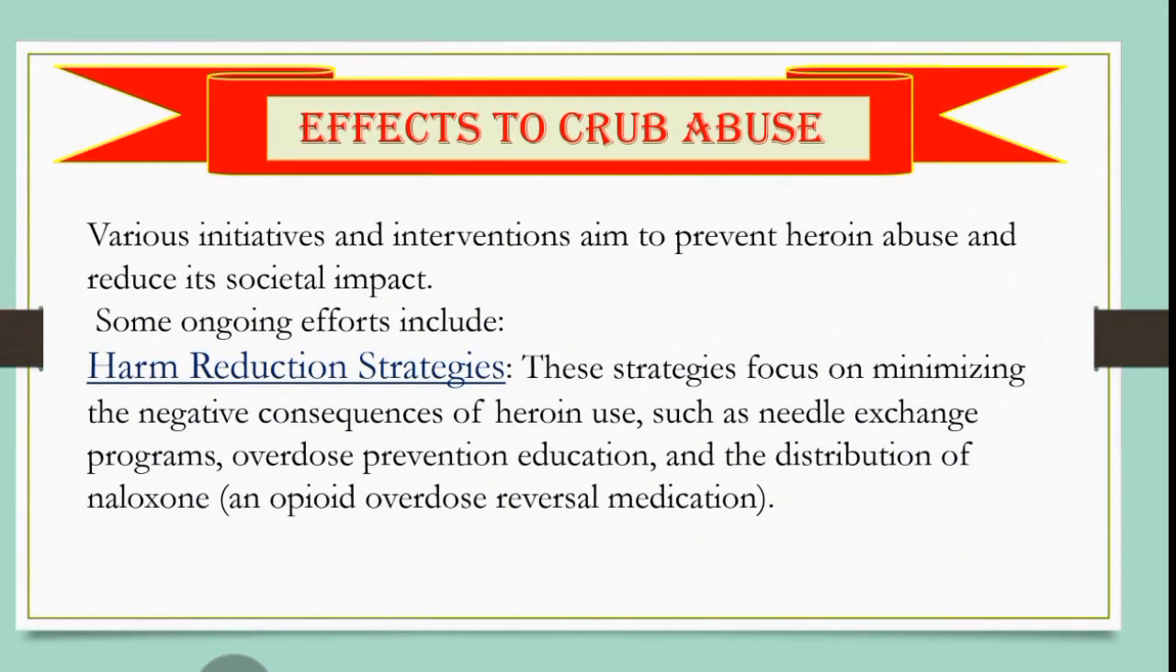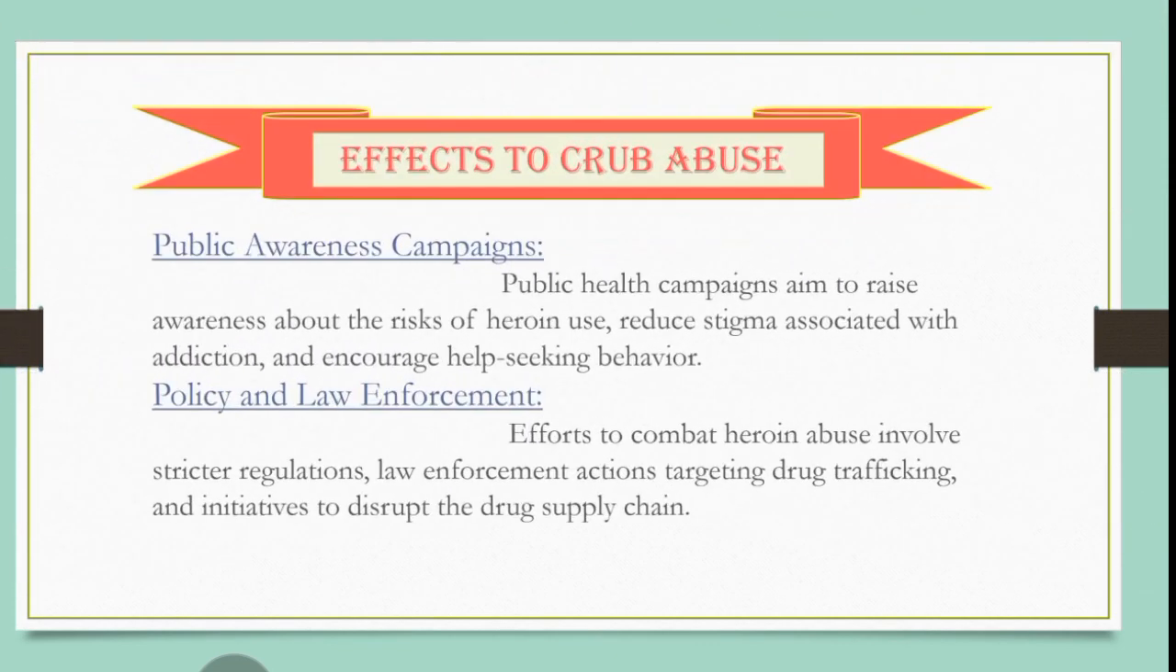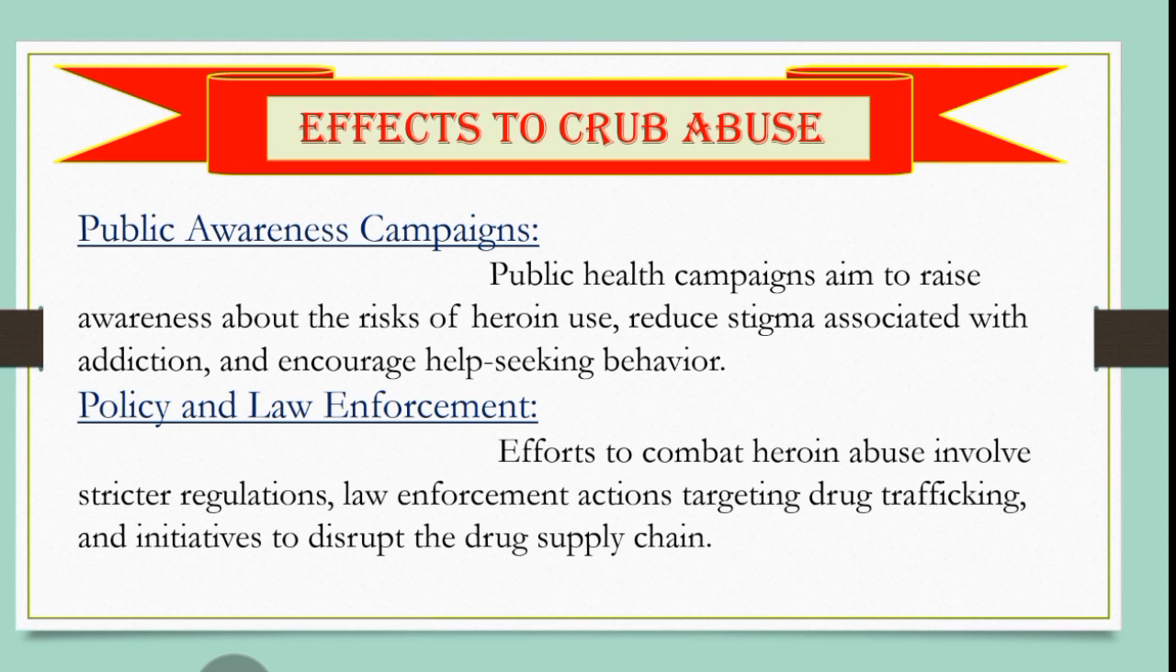Efforts to curb abuse. Various interventions aim to prevent heroin abuse and reduce its societal impacts. Some ongoing efforts include harm reduction strategies. These strategies focus on minimizing the negative consequences of heroin use, such as needle exchange programs, overdose prevention education, and distribution of naloxone. And the second one is public awareness campaigns. Different types of campaigns aim to raise awareness about the risk of heroin use, reduce stigma associated with addiction, and encourage help-seeking behavior.